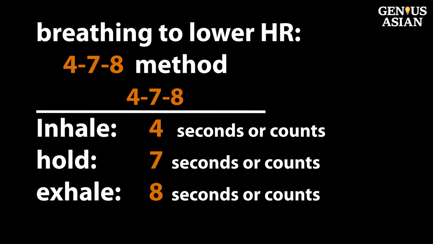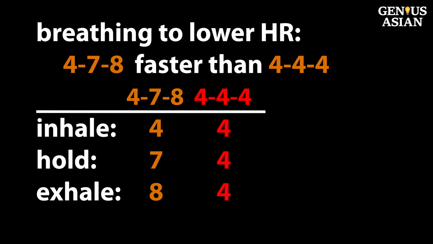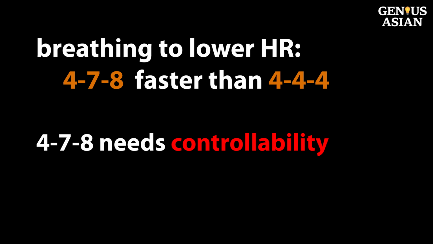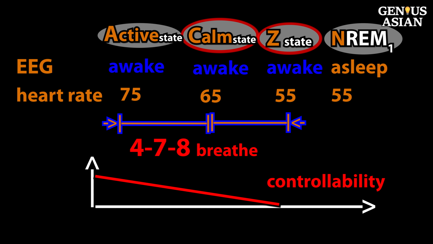Therefore, the 4-7-8 breathing method, meaning inhale for 4 seconds, hold for 7 seconds, exhale for 8 seconds, is faster than 4-4-4, where inhale, hold, and exhale are all 4 seconds, to lower your heart rate. Although this 4-7-8 method is a good method, as we discussed earlier, as you approach the Z state, your brain is not as sharp and has lower controllability to manage very long cycles. Thus, 4-7-8 may be used from active to calm state, but for calm to Z state, the 4-4-4 or even shorter inhale and hold could be used as long as the exhale remains long enough.